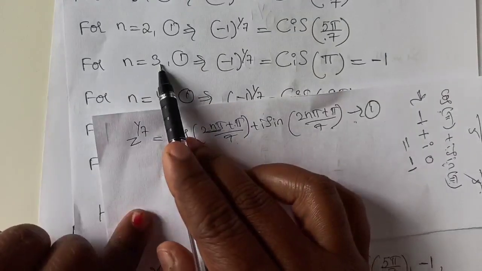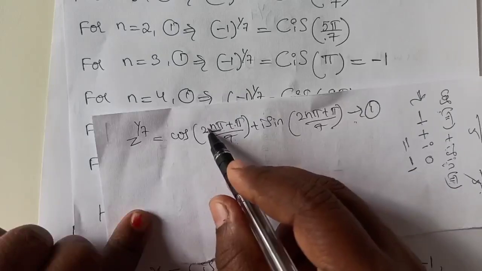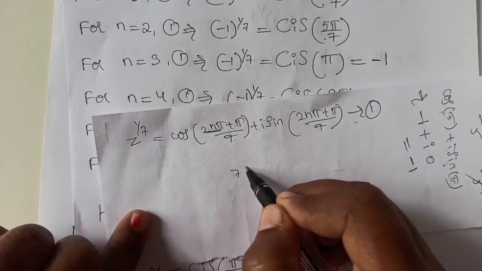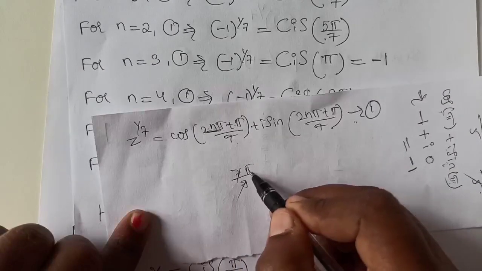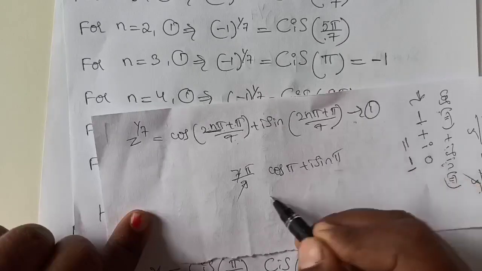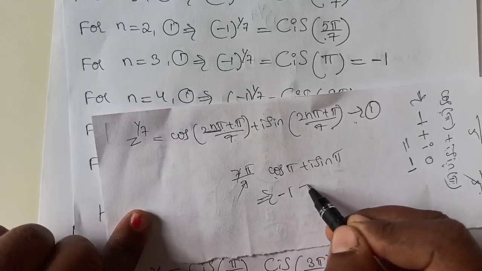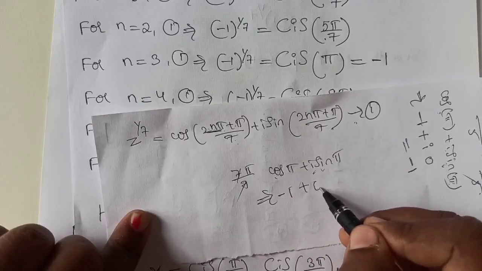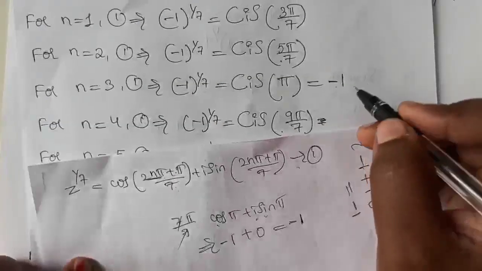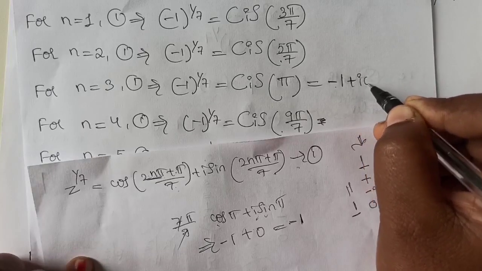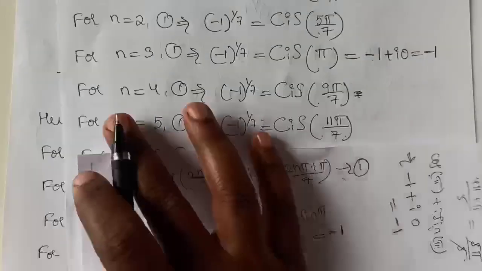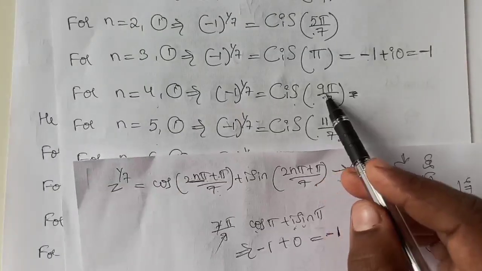Next, n equals 3. Now substituting n equals 3, we get 2 into 3 equals 6, 6 plus 1 is equal to 7, so 7 pi by 7. The 7s cancel, we get pi. So that is cos pi plus i sin pi. Cos of pi is equal to minus 1 plus i of sin pi is equal to 0. So the answer is minus 1, or you can write it as minus 1 plus i into 0, equals minus 1.